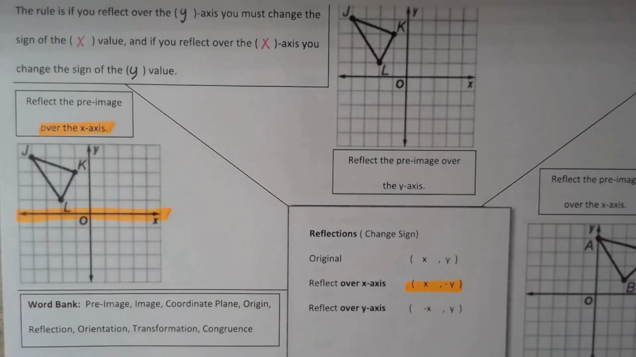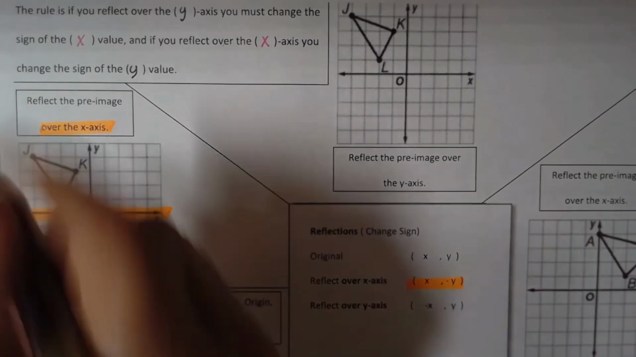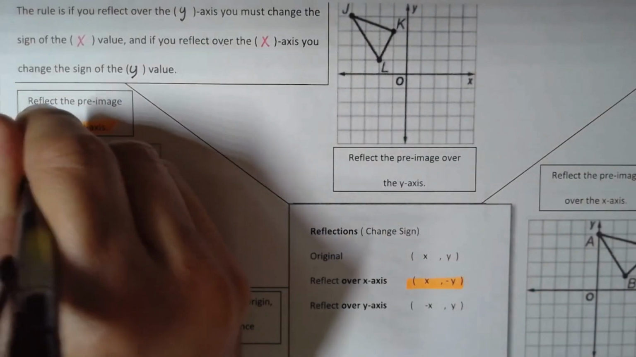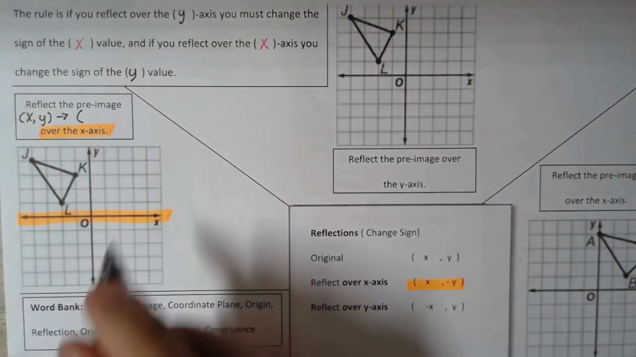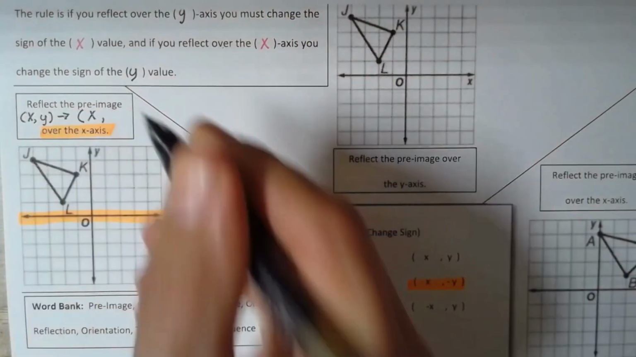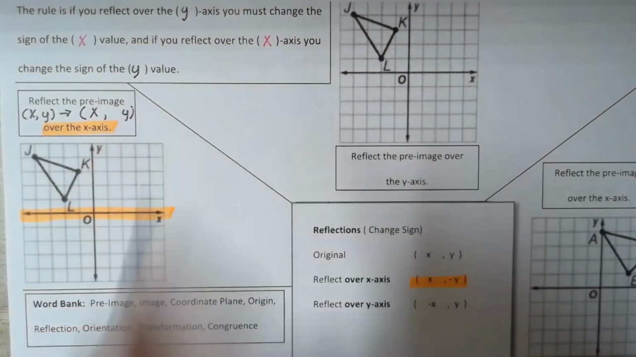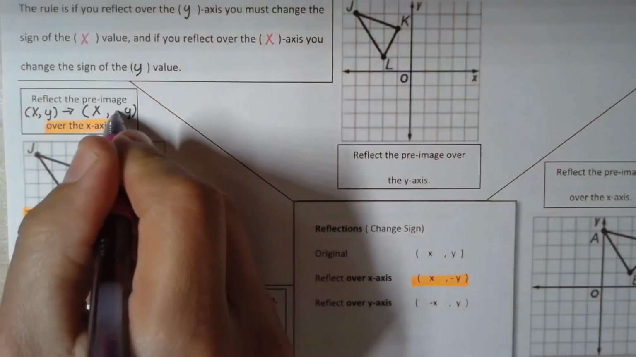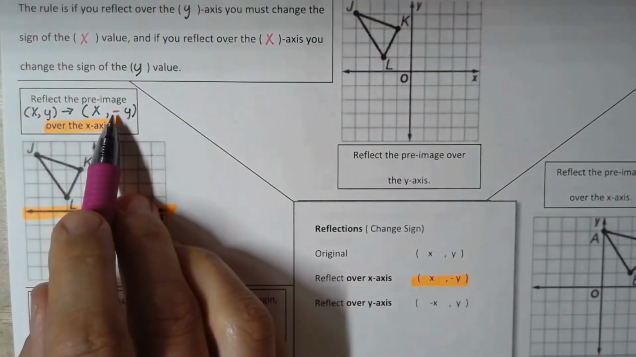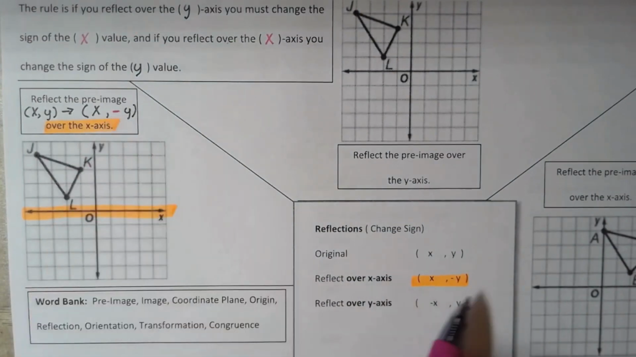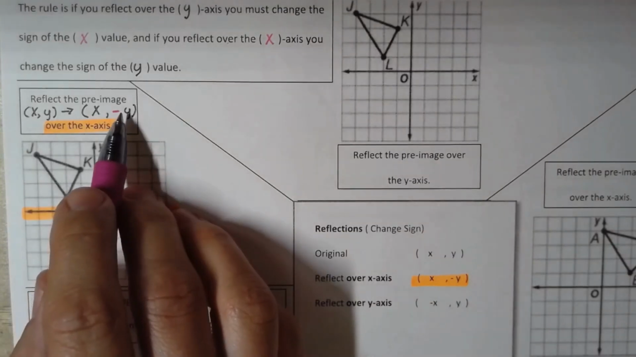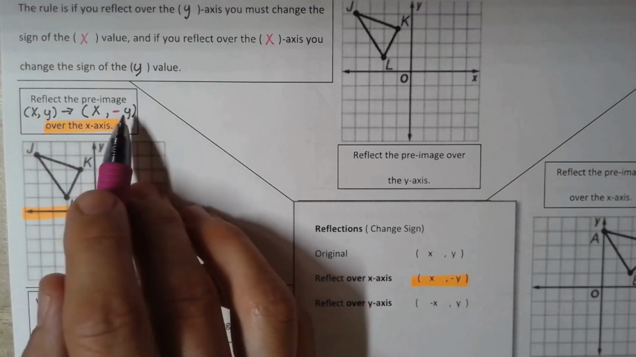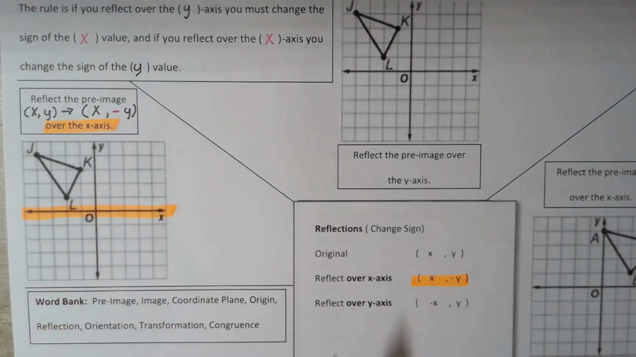So let's go ahead and give that a shot. First thing we want to do is write the rule. So our rule is going to be (x, y) and then we're going to go ahead and write our x, comma, and our y. And the only thing is, I'm going to change the sign of this y. So when you see that negative sign in front of the y or in front of the x, I want you to just think, change the sign. If it's a negative, you change it to a positive. If it's a positive, you change it to a negative, and vice versa.